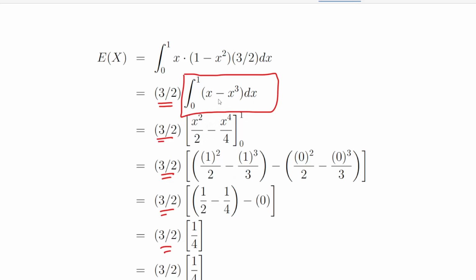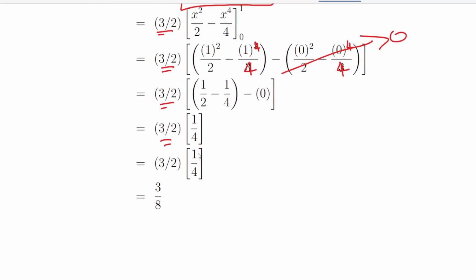When we integrate x minus x cubed, we get x squared over 2 minus x to the power of 4 divided by 4, and evaluate that at 1 and 0 and get the difference. When we evaluate at 1, we get 1 squared divided by 2 minus 1 to the power of 4 divided by 4, I apologize for the error there. Likewise, evaluated at 0, we get 0 squared divided by 2 minus 0 to the power of 4 divided by 4. Anyway, that just simplifies to 0. So what we end up with is a half minus a quarter, minus 0, which is just equal to a quarter, 1 over 4. So 3 over 2 times 1 over 4 gives us 3 over 8. That is the expected value of x. Okay, we'll leave it there.